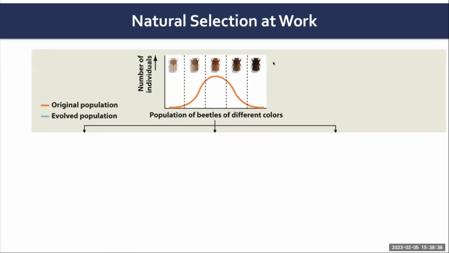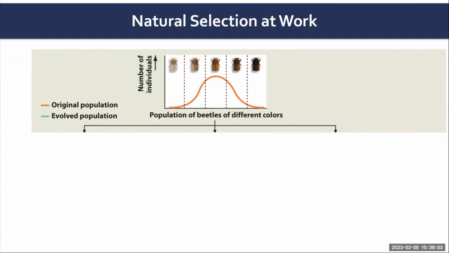Now, in the real world, natural selection can operate in a variety of different ways, and in doing so can have different impacts on populations. And I'm going to just introduce you to 3 different mechanisms for natural selection. And for each of these, I'm going to show you 3 more graphs.